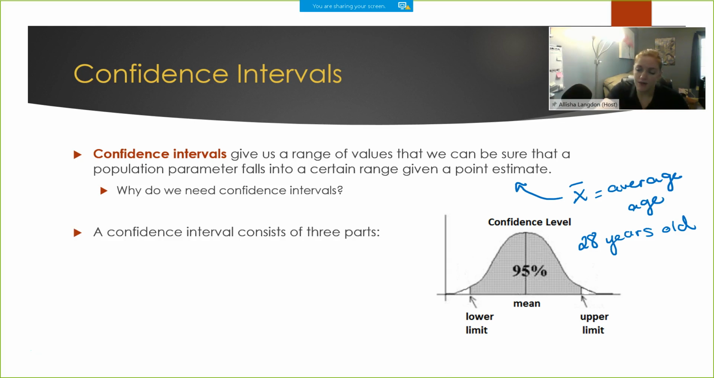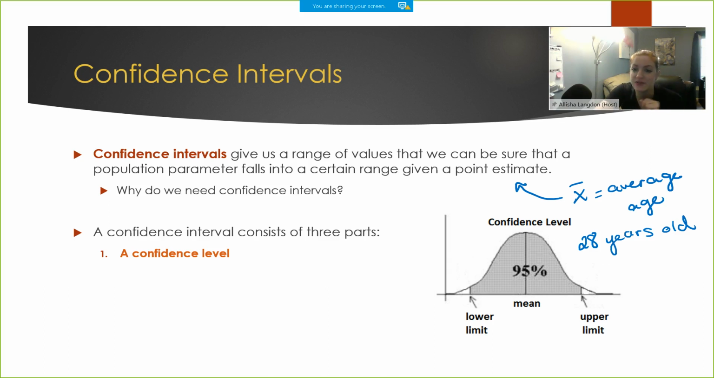When we're constructing a confidence interval, it's going to consist of three parts. The first part is the confidence level, which is how confident you are. We like to stick to about 90%, 95%, or 99% sure. There's really no way that you can be 100% sure unless you actually survey the entire population. It's not possible, right? You can't be 100% sure unless it's actually raining. Same idea here. You've got to do the entire population to be 100% sure. So we stick to about 95% or 99% for confidence levels.